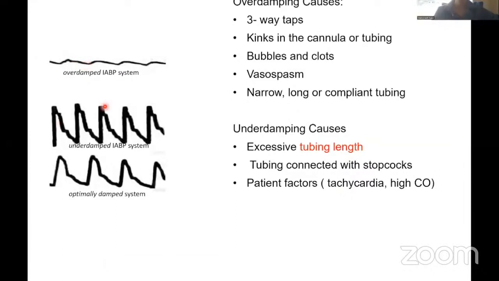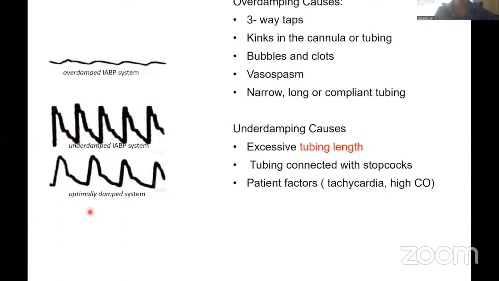This trace is from the underdamped IABP system. Typically, the damping coefficient is less than 0.7. This system will be quick to respond, but will tend to overshoot and oscillate more around the resting point. So there will be overreading of the normal blood pressure, the systolic blood pressure, and underreading of the diastolic pressure.